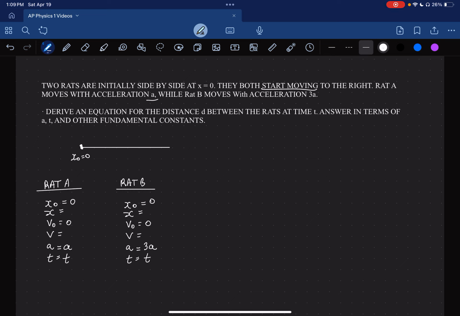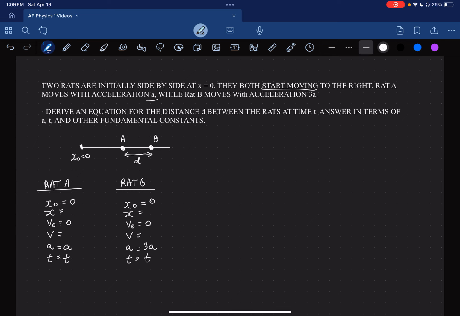So which rat will get further? It's the one with the greater acceleration, right? So rat B will be somewhere over here, and for now I'm just going to put B. And A is going to be lagging behind. It has less acceleration. So you can imagine that they're going to be some distance apart sometime t later, and we want to know what is that distance between them, d.